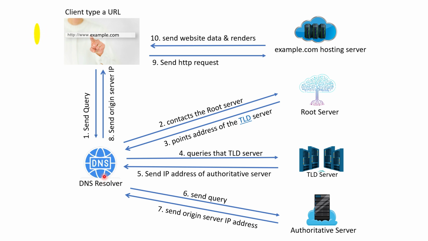The recursor then queries the authoritative server, which will respond with the IP address of the origin server. The resolver will finally pass the origin server IP address back to the client. Using this IP address, the client can then go directly to the origin server, and the origin server will respond by sending website data, and it will be rendered by the web browser all in a fraction of a second.